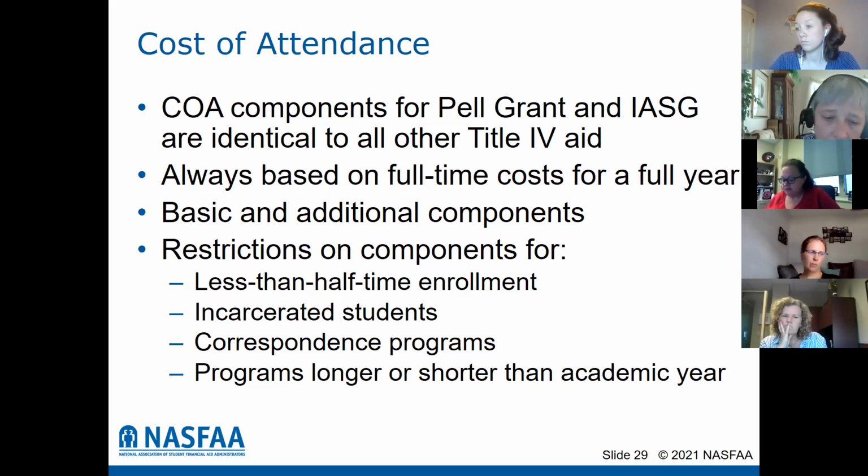Here's something I did want to bring up. If a student's COA changes, the student's cost of attendance changes during an award year and the enrollment remains the same, you can, but you're not required to recalculate the Pell. So, just keep that in mind. If you do decide to do that, you have to document it. That's the other thing that was brought up in the last couple of days.